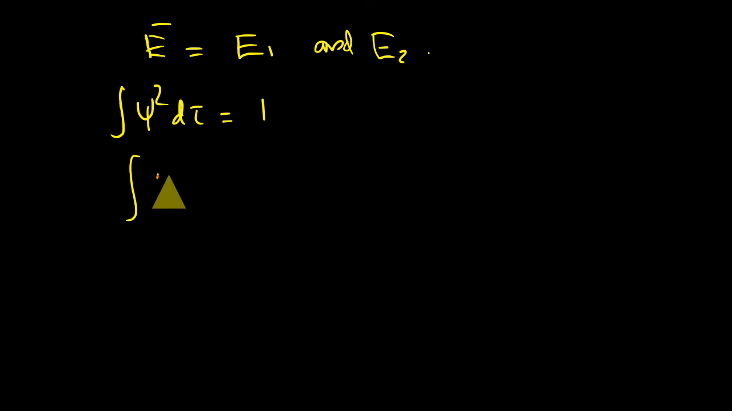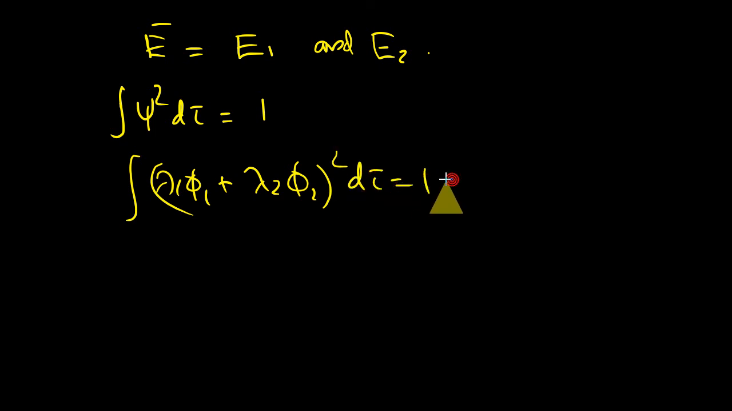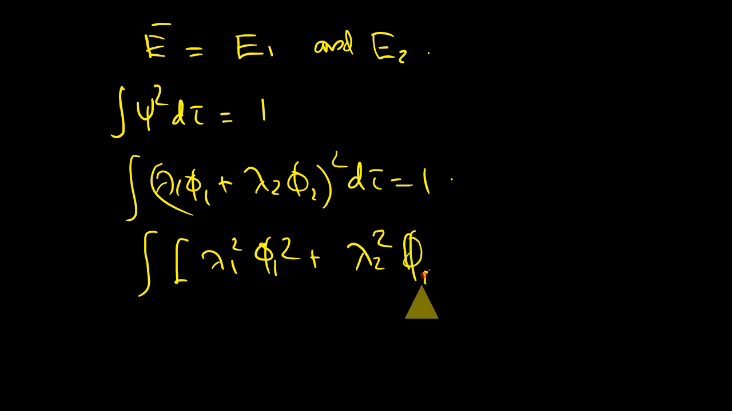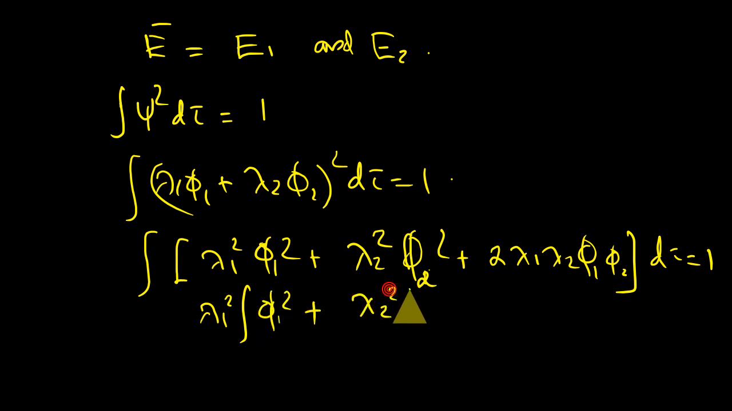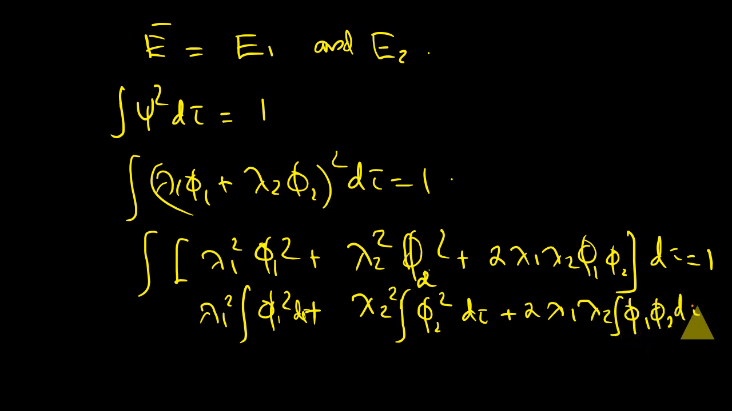So we will do integral of (lambda 1 phi 1 plus lambda 2 phi 2) the whole square d tau equal to 1. Okay, that is integral lambda 1 square phi 1 square plus lambda 2 square phi 2 square plus 2 lambda 1 lambda 2 phi 1 phi 2 d tau is equal to 1. Okay, it means that lambda 1 square into integral phi 1 square plus lambda 2 square into integral phi 2 square plus 2 lambda 1 lambda 2 integral phi 1 phi 2 d tau, that is equal to 1. But we know that the phi 1 phi 2 are orthogonal functions.